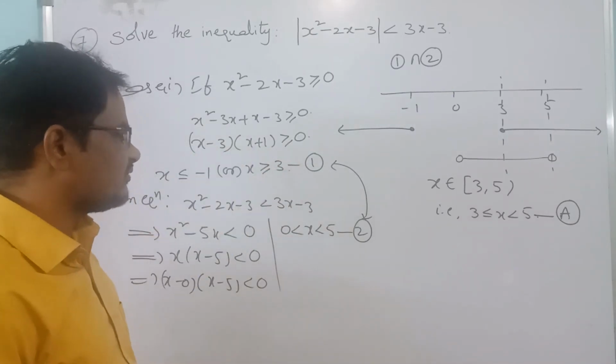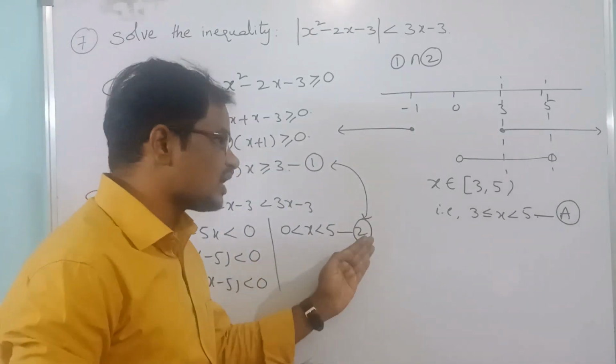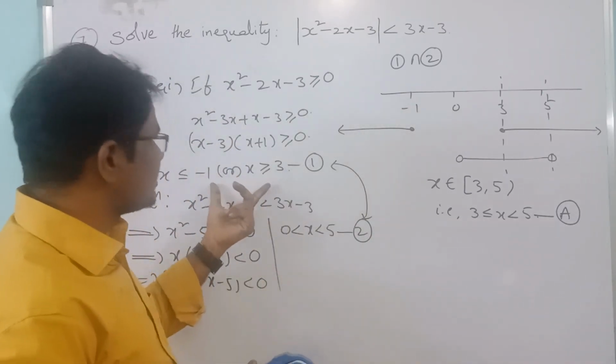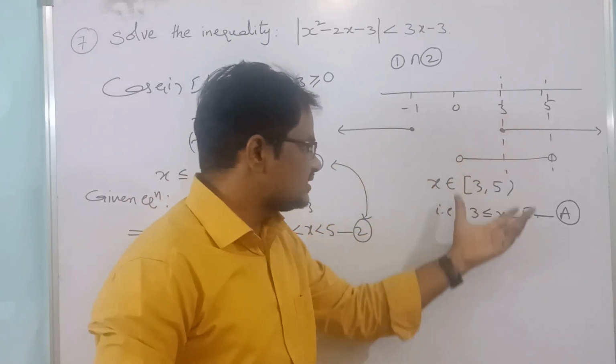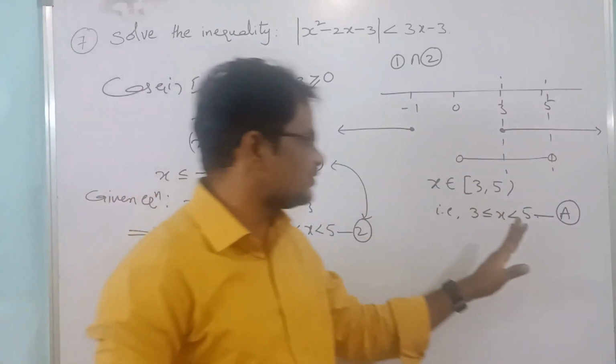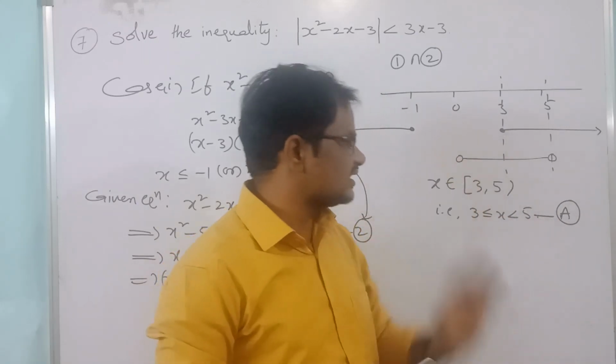For that, x equal to 0, 5 you can easily identify like that. But here are inequalities, and here also inequalities. You take a number line. Then the common values of equation number 1 and equation number 2 is this one. That one you take as A.